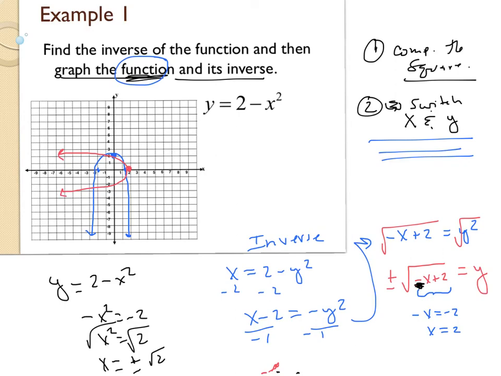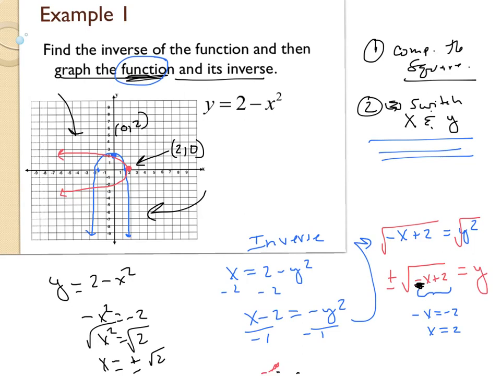There are a couple things we need to consider. One is, notice the similarities. The parabola opens down in a negative direction. The inverse is going to open left or right. Because the parabola opens down, this one's going to open left. They're both going in a negative direction. Notice the coordinates of the vertices. This one is 2, 0. This one is 0, 2.